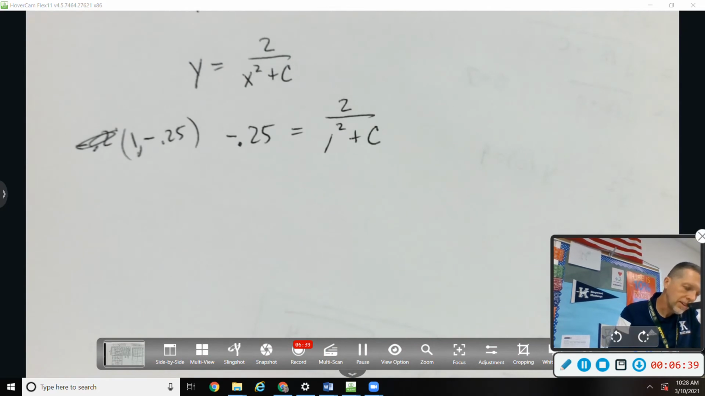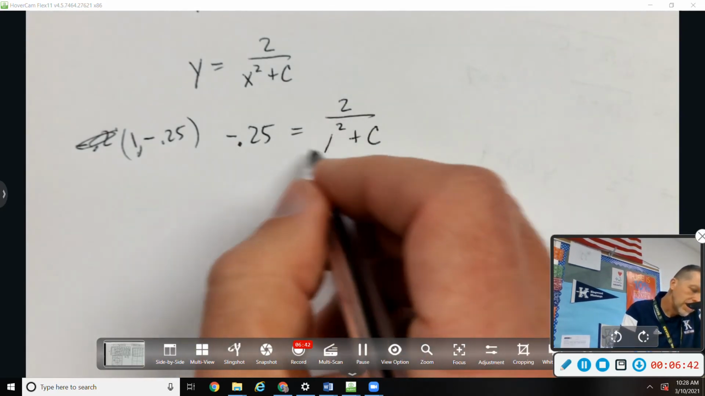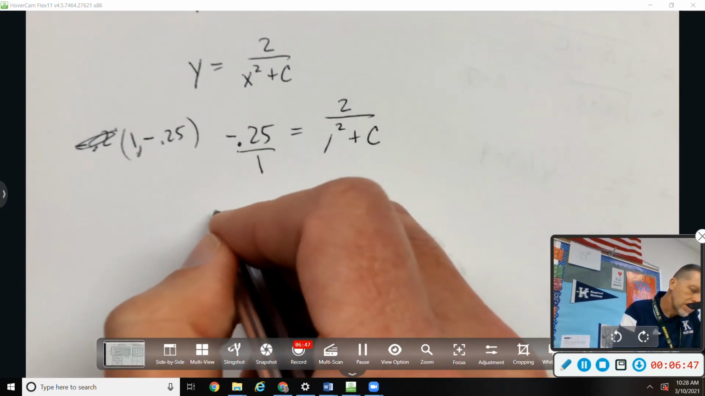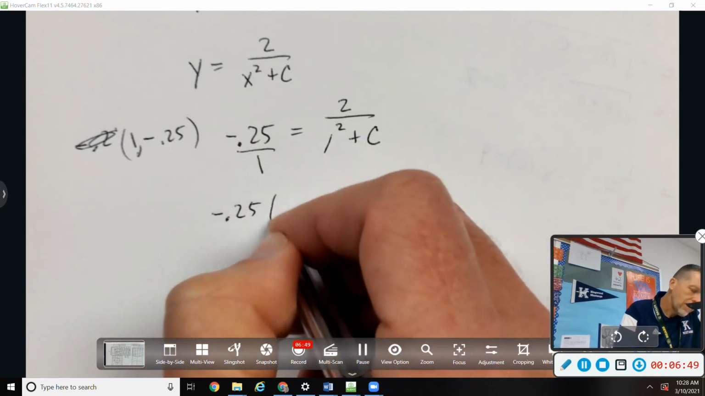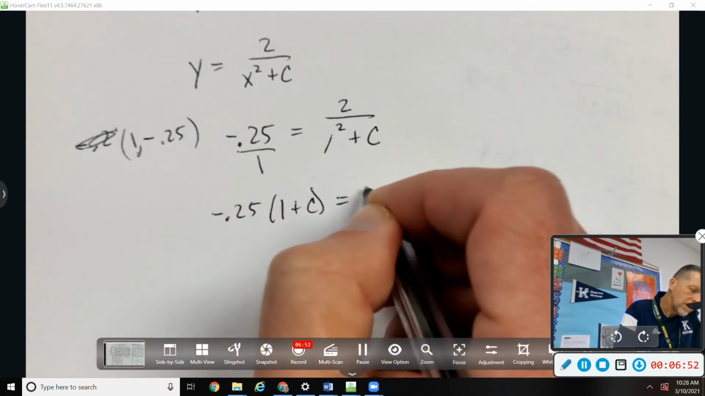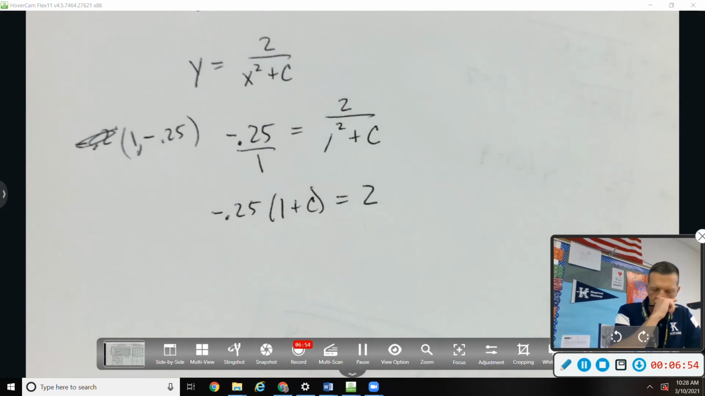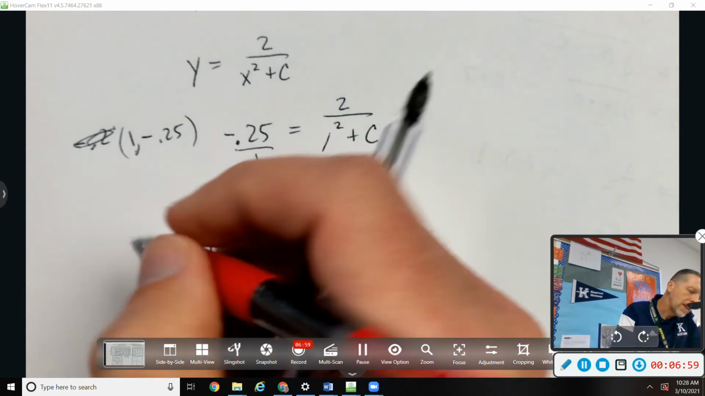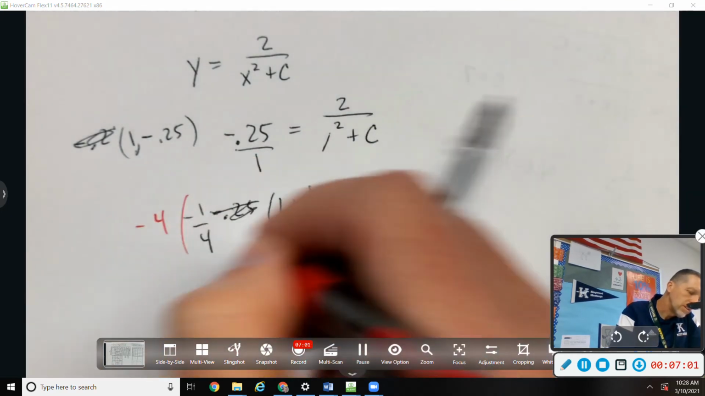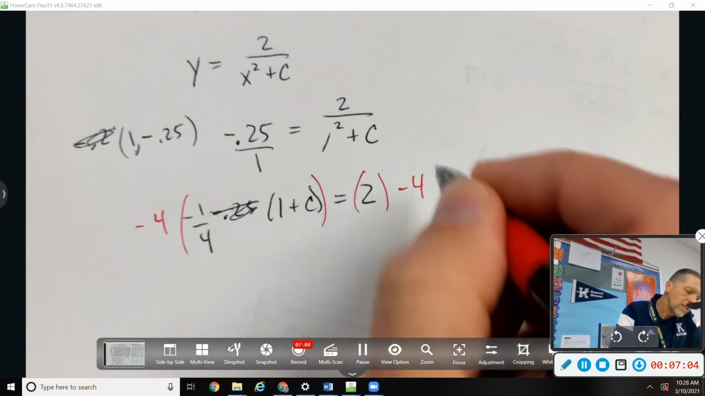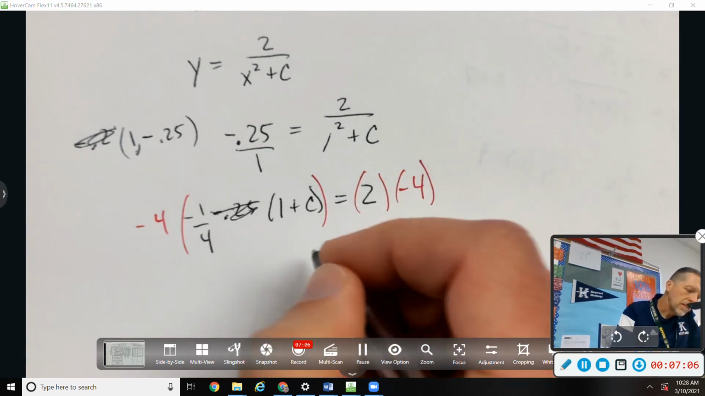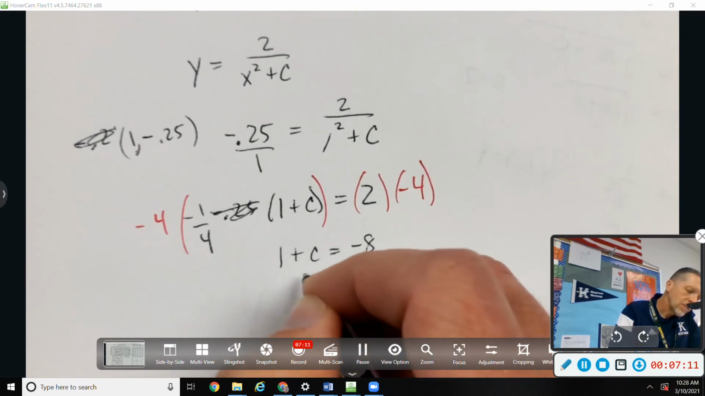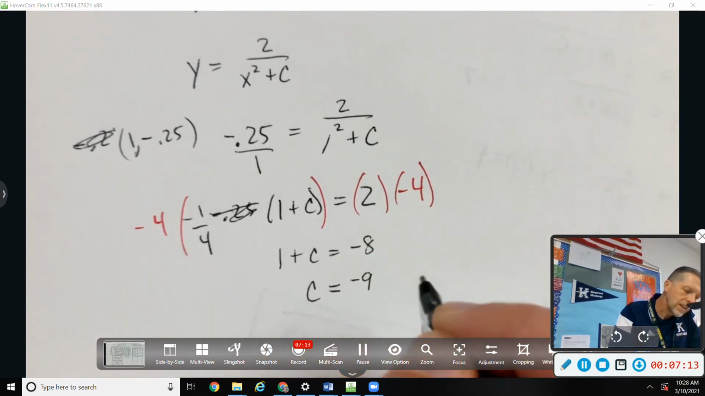Let's see here. Let's cross multiply. So negative 0.25 times 1 plus c equals 2. I think I want to rewrite that as negative 1/4, because then I can multiply by negative 4 on both sides. And so I get 1 plus c equals negative 8. So c equals negative 9.